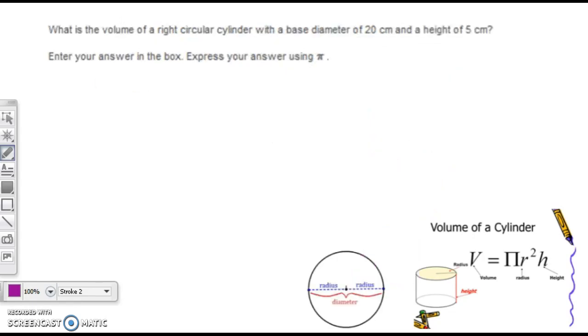All right, the next one says, what is the volume of a right circular cylinder with a base diameter of 20 and a height of 5? And it does tell us this time to express your answer using pi. So I want to make sure I don't plug in 3.14. I want to leave that pi symbol. All right, so we're dealing with volume. So of course we have our volume of a cylinder formula.